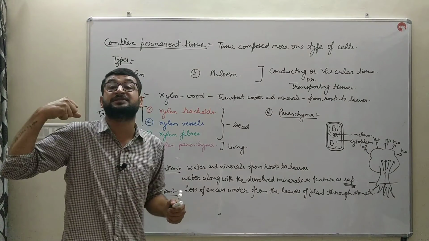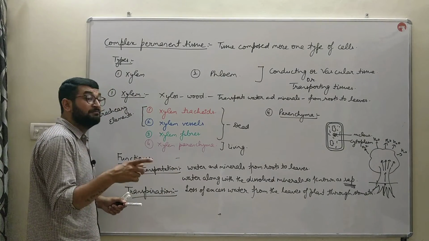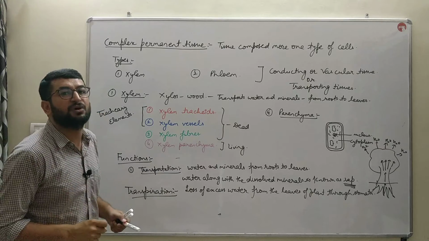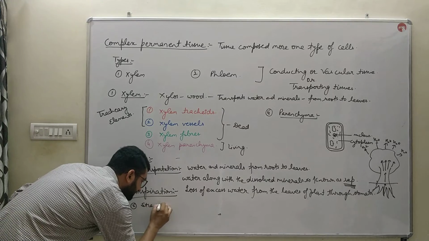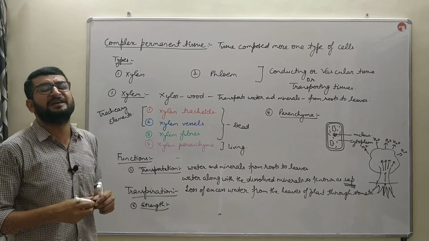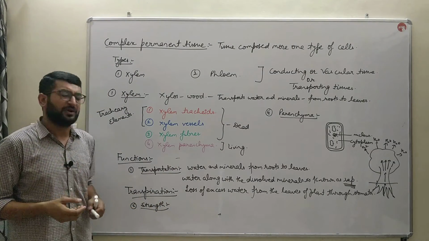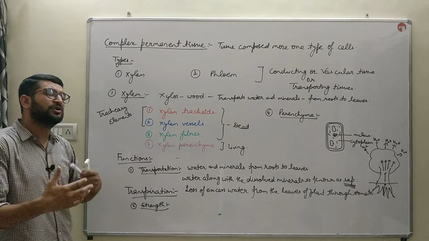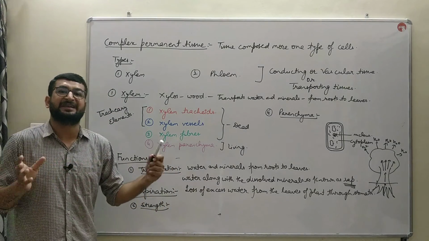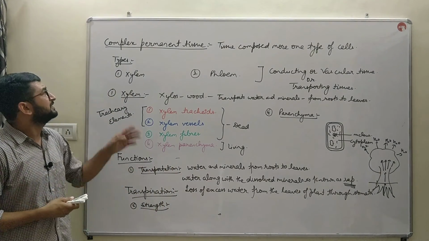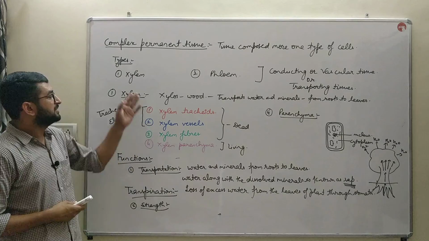A pull is created because of transpiration, and because of that pull the water with minerals goes where? To the top. Second function: strength. Due to the presence of lignin in xylem, it provides strength to the plant. You can write wood as well. Basically, the more xylem in the stem, the more wood we get. So these are the functions of xylem tissue. A very important definition marker is transpiration. So this is the xylem tissue.